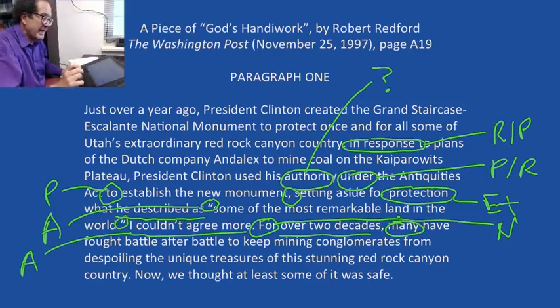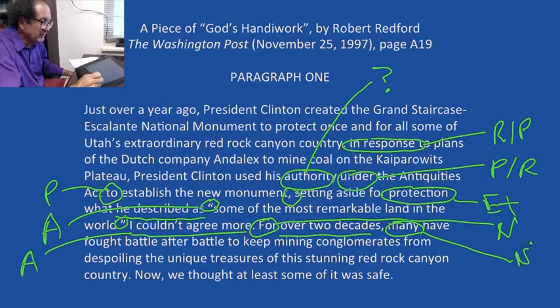Many have fought battle after battle. Is that a guarding term? Sometimes many is a guarding term. Instead of saying all, you say many. But here, you're saying many have fought battle after battle. Nobody thinks all have fought battle after battle to keep the mining conglomerates from despoiling the country. After all, the mining conglomerates themselves didn't, so it can't be all. So nobody would expect the word all. So in this case, the word many is not functioning to guard the term by weakening it, because it never started out as the strong claim all. There was nothing to weaken.